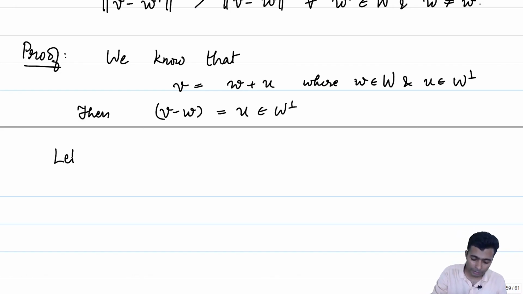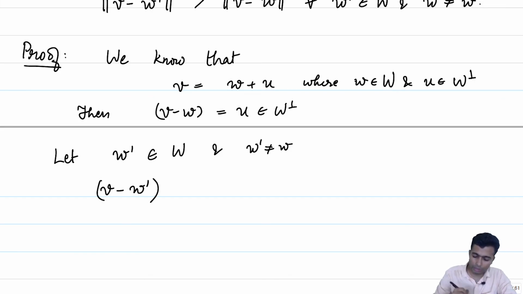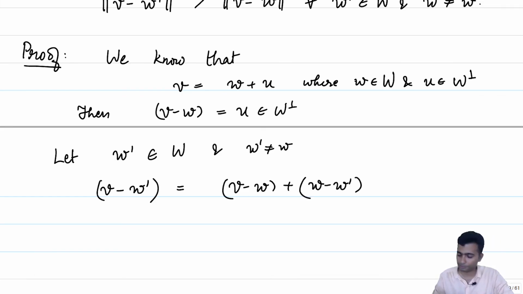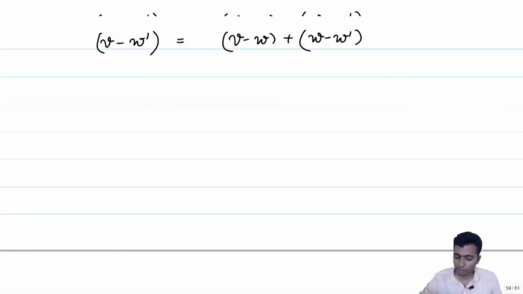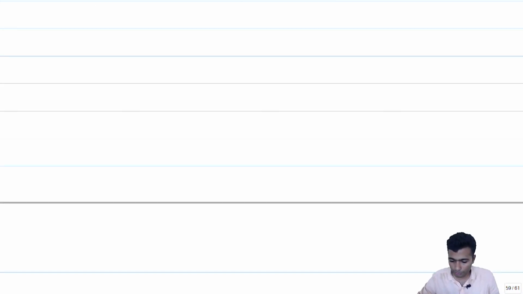So, let w prime be in capital W and such that w prime is not equal to w. So, let us take some other vector in capital W and call it w prime. Then let us look at what is v minus w prime. This is just v minus w plus w minus w prime. But notice that v minus w, we have just written this as u. Let me show it to you.